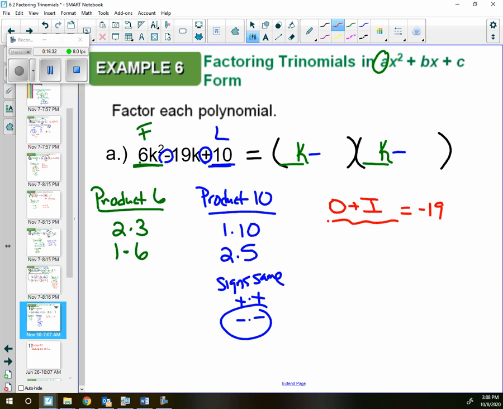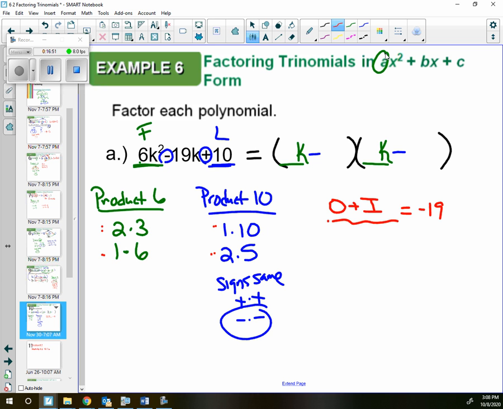Now I'm going to have to do a little bit of guessing and checking with these different pairs. Maybe it's the 2 and the 3 with the 1 and the 10. Maybe it's the 2 and the 3 with the 2 and the 5. Or it's the 1 and the 6 with the 1 and the 10. Or the 1 and the 6 and the 2 and the 5. There's really 4 different possibilities to try out, and we're going to do some guessing and checking to see what makes that happen.